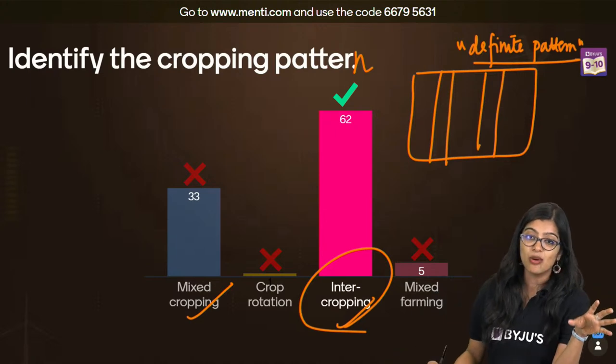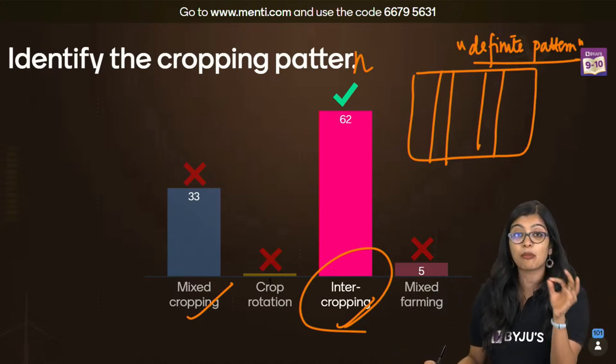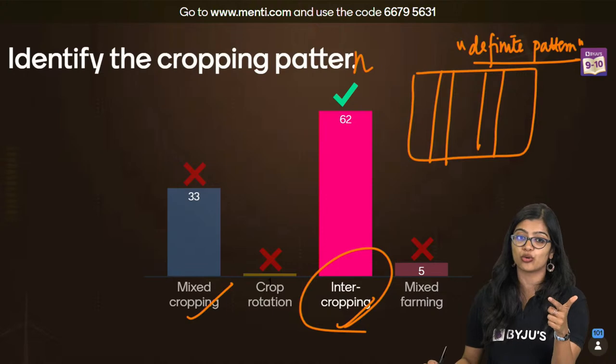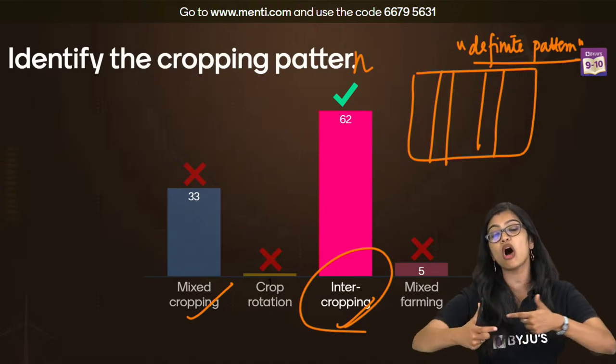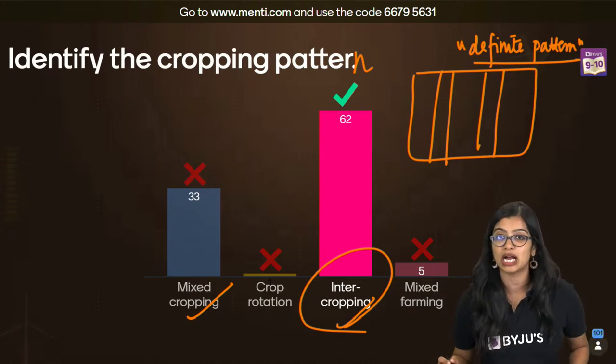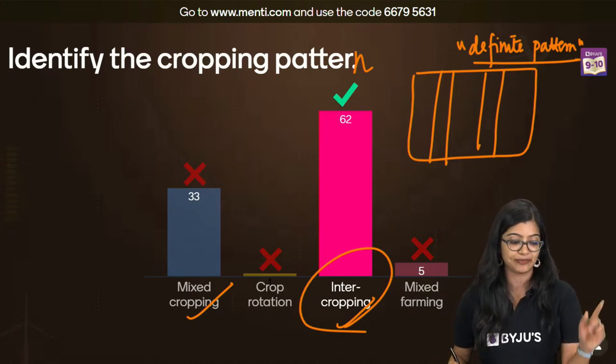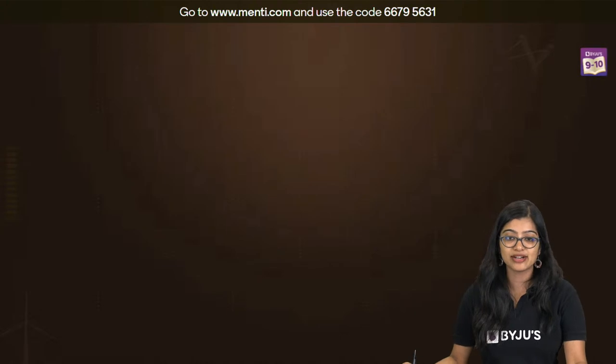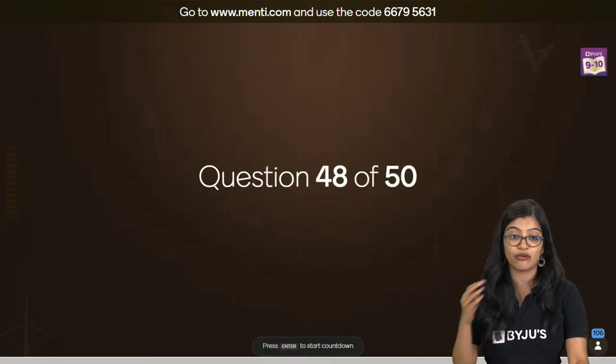So what is the key point? The key word that you need to look for is growing two or more crops on the same piece of land in a definite pattern is what we understand as intercropping, okay? So now with this, of course, we will move on to question number 48.